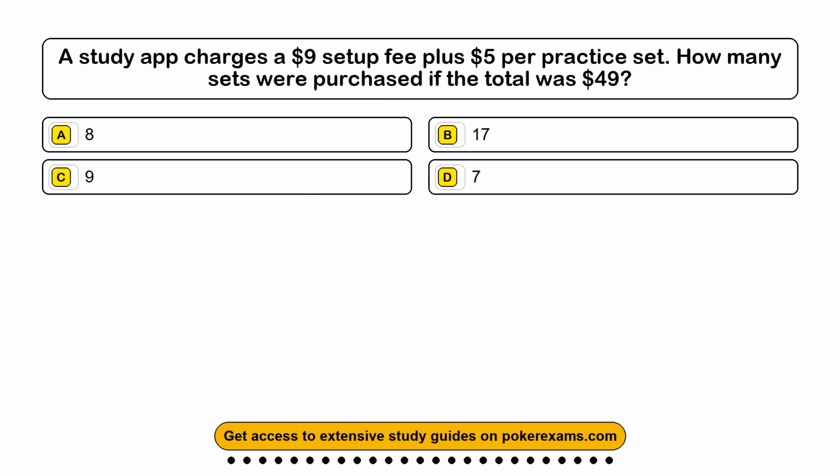Question 18. A study app charges a $9 setup fee plus $5 per practice set. How many sets were purchased if the total was $49? Option A, 8. Option B, 17. Option C, 9. Option D, 7.